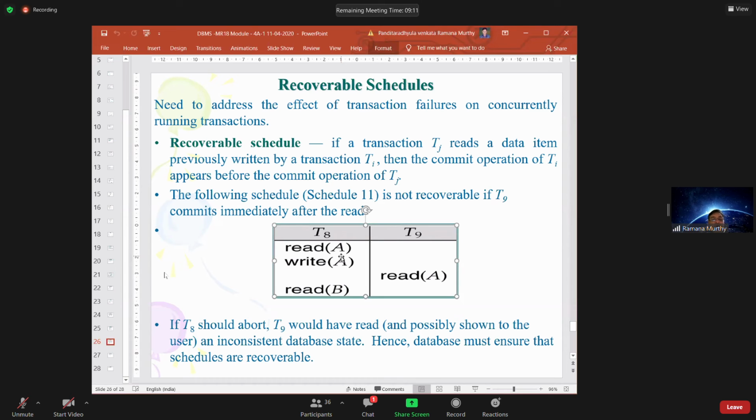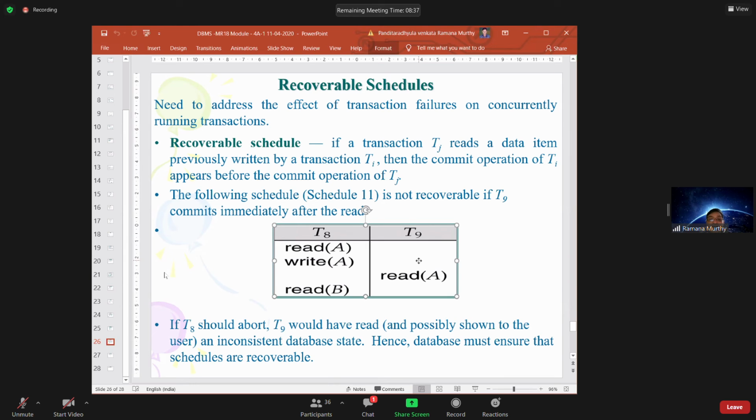Say for example, you don't know whether T8 is going to be finalized or not. You finalize T9. You made A as 200. But unfortunately, T8 is cancelled. You need to go back to the previous value, but you already modified the previous value from 100 to 200. You can't get the value of 100. So this schedule is not recoverable.